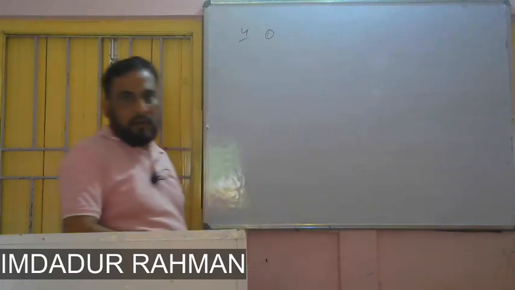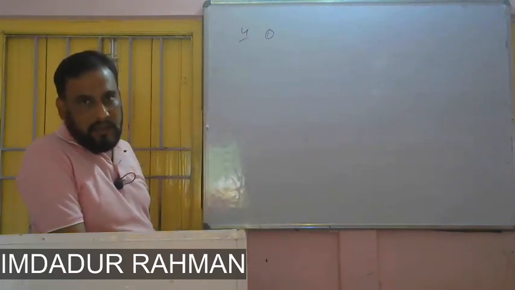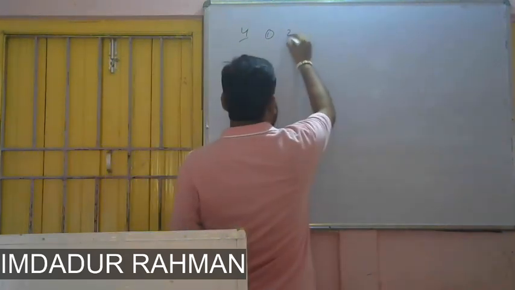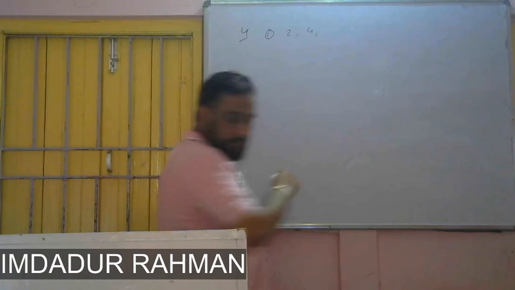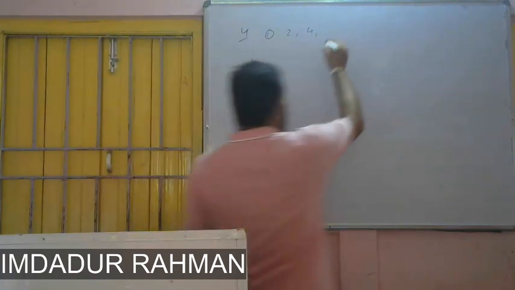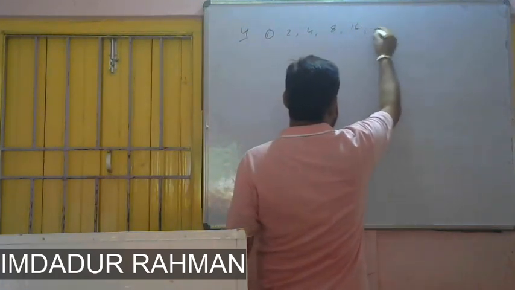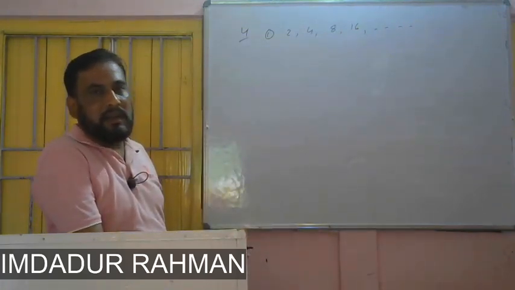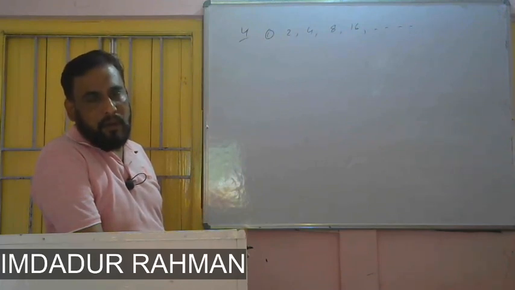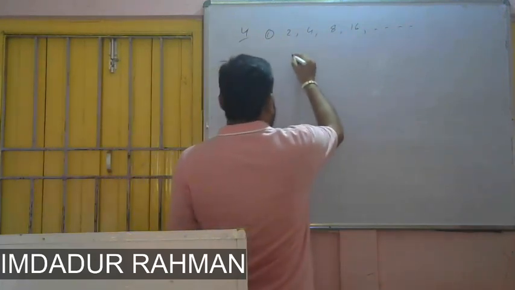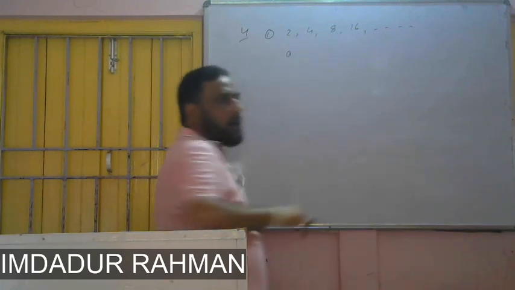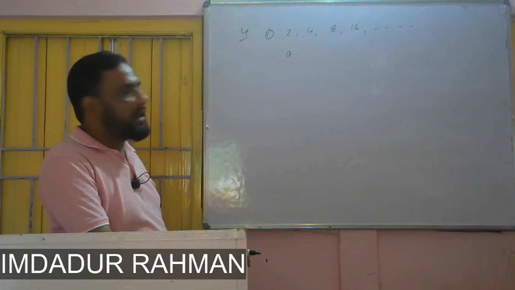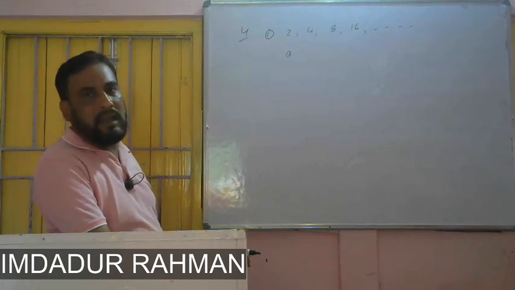First of all, we have to examine whether the given series is an AP or not. The series is 2, 4, 8, 16, then dot dot. So here, to examine whether the given series is an AP or not, we will find out the common difference. If the common difference is the same everywhere, then we will declare that this series is an AP series.